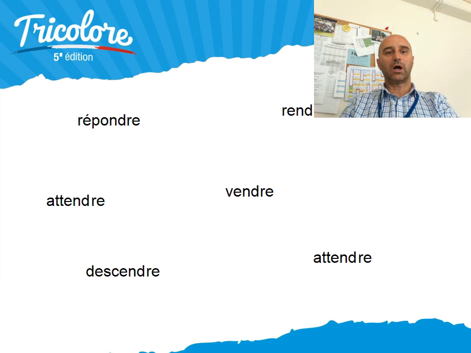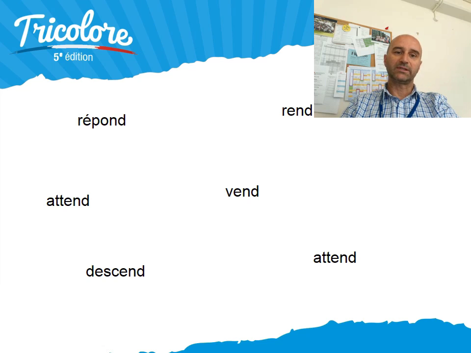Here are a few more RE ending verbs. Répondre, to answer. Attendre, to wait. Descendre, to go down. Rendre, to give back. Vendre, to sell. We've seen that one. And attendre, for some weird reason, is here twice. Okay, so this is how we get the stem we're going to build our verb on. We take off the RE, the dictionary ending of these verbs. And then we add on our present endings.